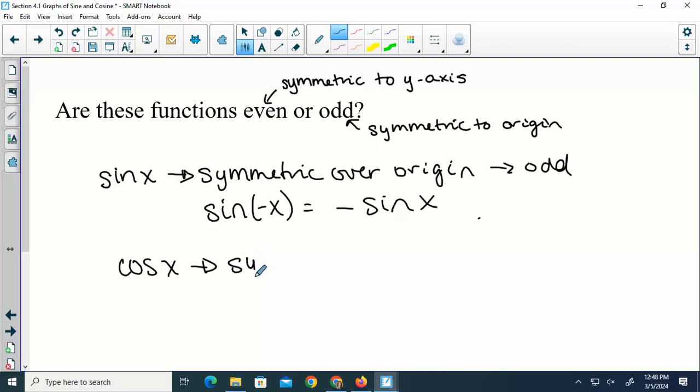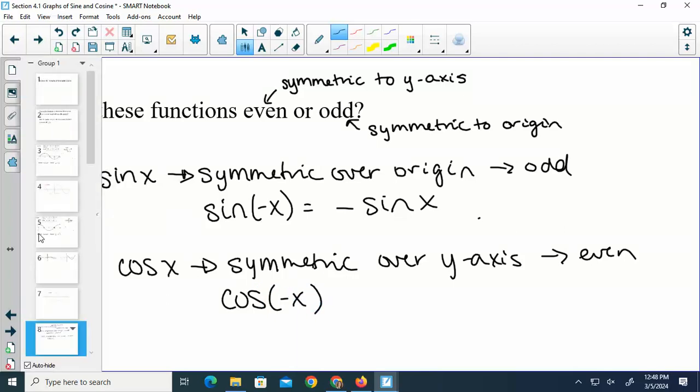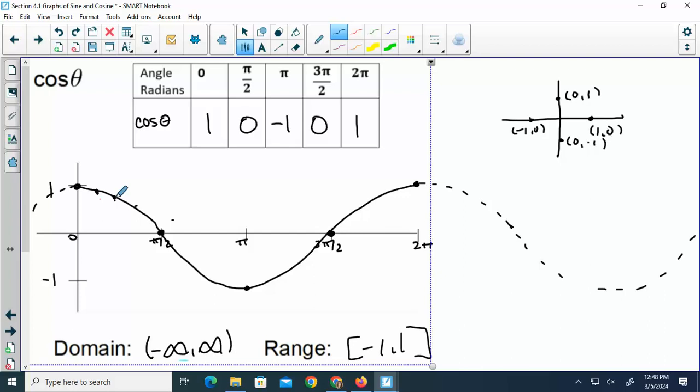Cosine is symmetric over the y-axis, which is the definition of even. For cosine, if we have a negative angle, so think about our cosine graph. Here's the cosine of pi over 4. What's the cosine of negative pi over 4? The same. The same thing.